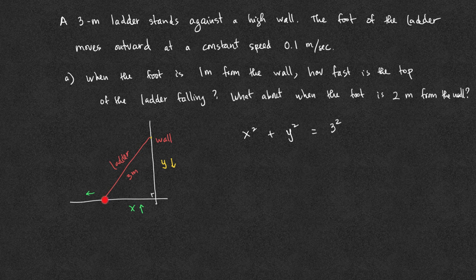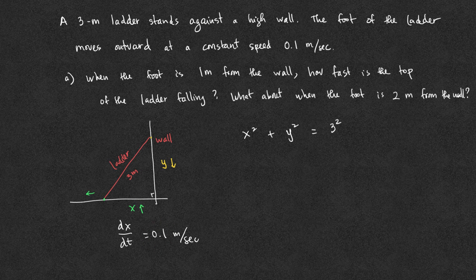X is the distance from the foot of the ladder to the wall, and so the rate at which it is changing is dx/dt. This is how fast the ladder is moving, and so dx/dt is 0.1, and it is a constant rate. We were told that it is moving outward. The reason why dx/dt is positive is because x is getting larger, and so the rate is increasing.